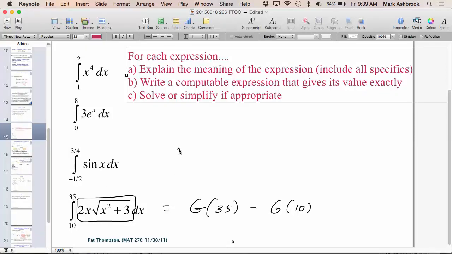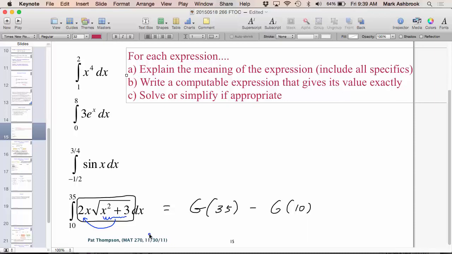So this is a harder one. We have to really know our derivatives here. So we think, what kind of derivative ends up looking like that? Notice that I've got x squared plus 3 here, and then what do I have here? I have 2x out there. What kind of derivative ends up looking like that? Do you remember what it's called? The chain rule, right? The chain rule.